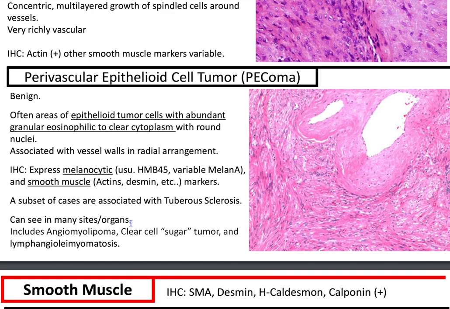It's important to note that a subset of cases are associated with tuberous sclerosis, and you can see this in many sites and organs. And this family includes angiomyolipoma, clear cell sugar tumor, and lymphangioleiomyomatosis. Now say that 100 times. And all these will also stain with melanocytic markers and smooth muscle.